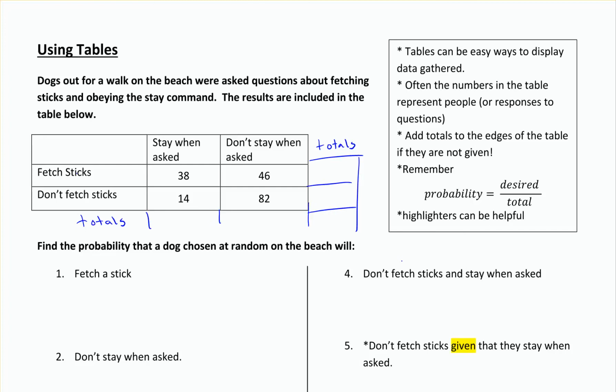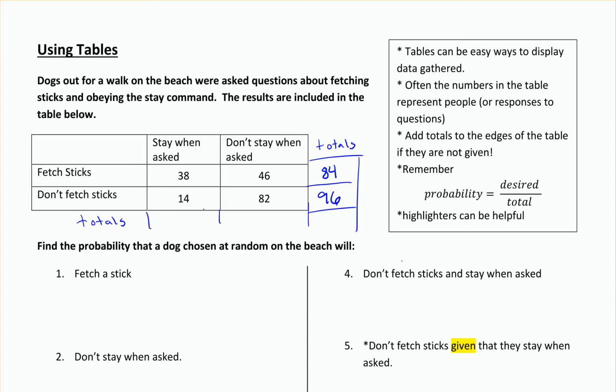So for instance, if I want to know how many dogs in total fetch sticks, I need to add the 38 and the 46 because everything in this row are dogs that fetch sticks. So 38 plus 46, we get a total of 84 that fetch sticks. For don't fetch sticks, we're going to add 14 and 82, and you'll get 96.